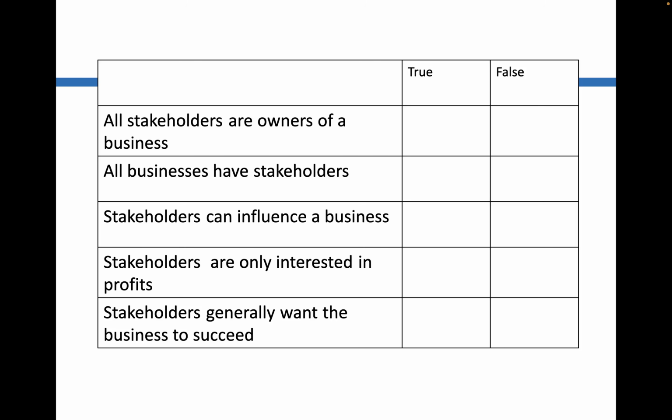Stakeholders are only interested in profits. Well, that's obviously not true, is it? I mean, owners may be interested in profits, but maybe the local community are not that interested in the business making a profit. Stakeholders generally want the business to succeed. Maybe this is a bit halfway, but in general I would say that the majority of stakeholders want a business to succeed, so I would go true.